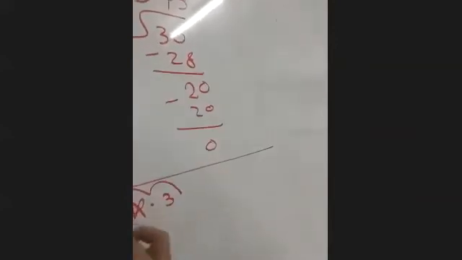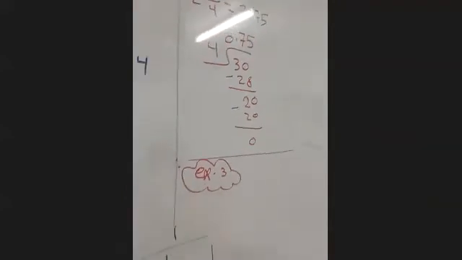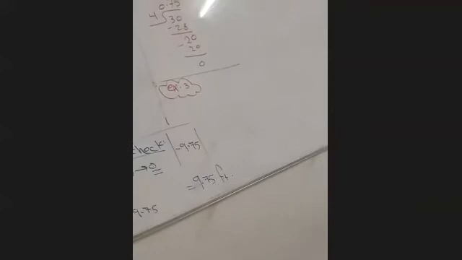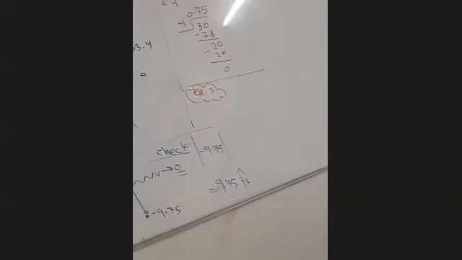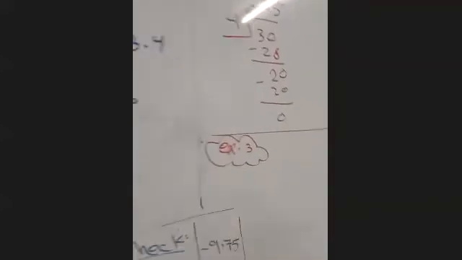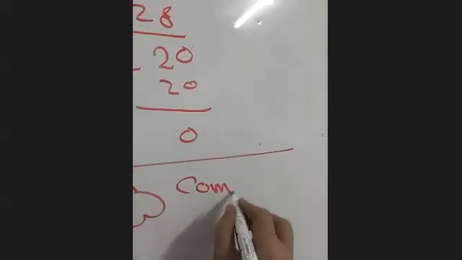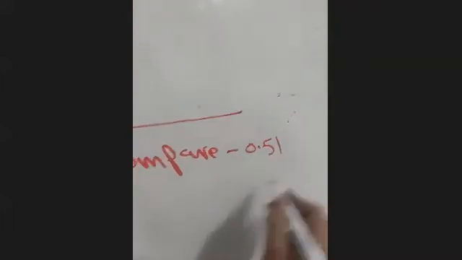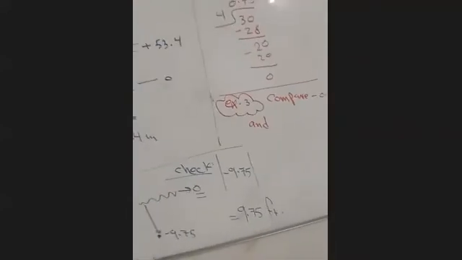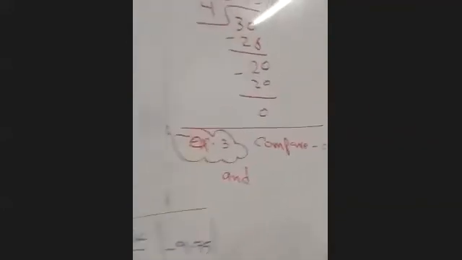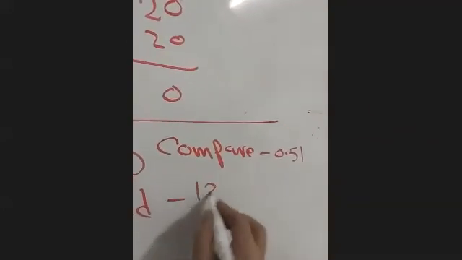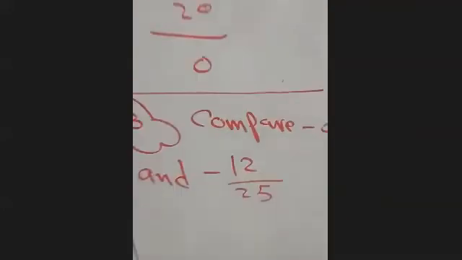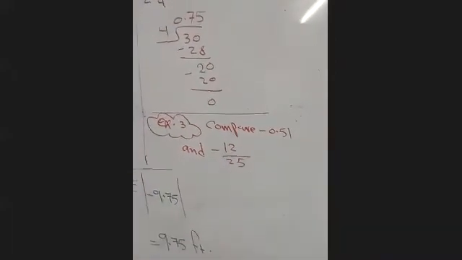So let's go to the example. Example 3, guys, is 219. Compare negative 0.51 and negative 12/25. I will write the example on the board. Negative 0.51 and negative 12/25. Okay? Both are negatives.